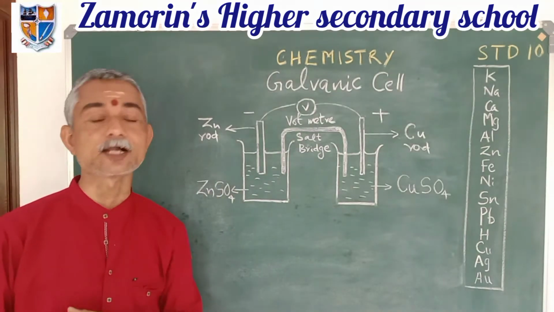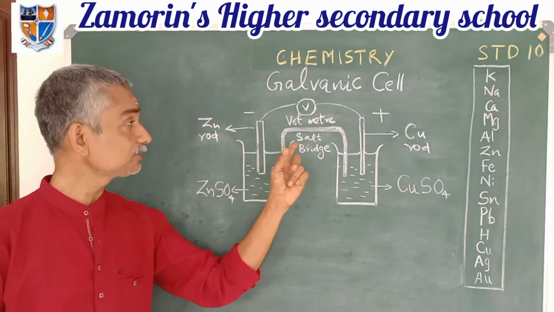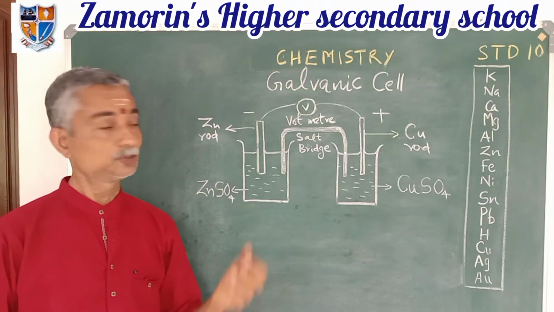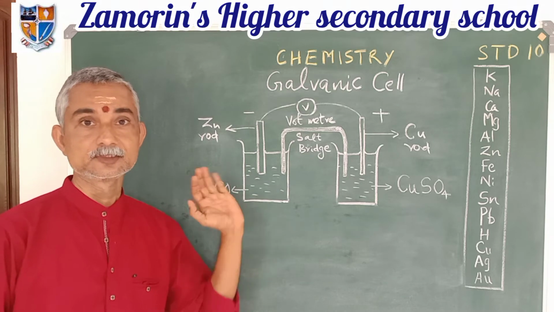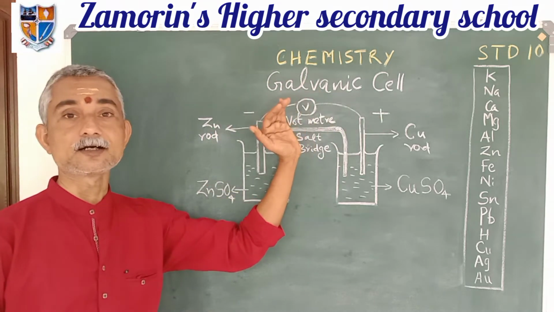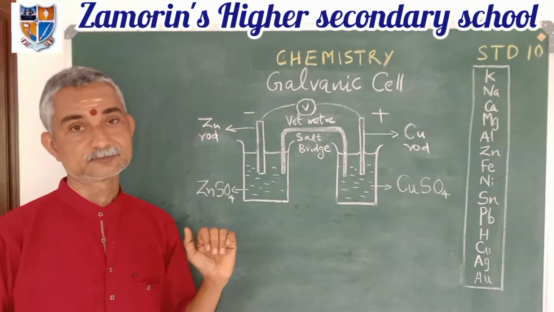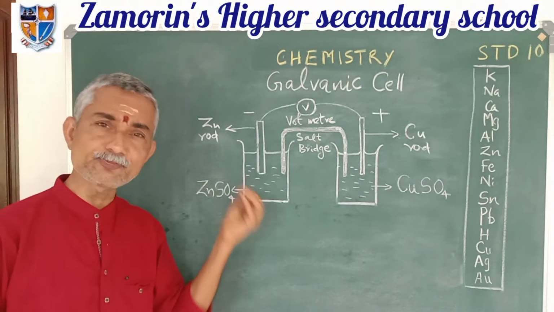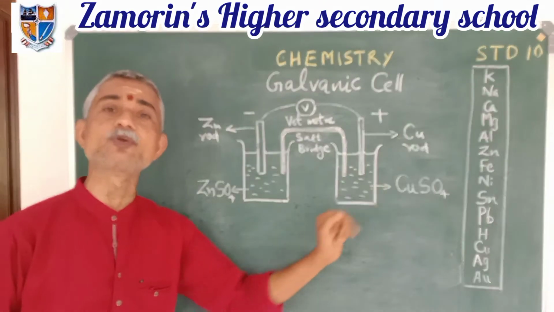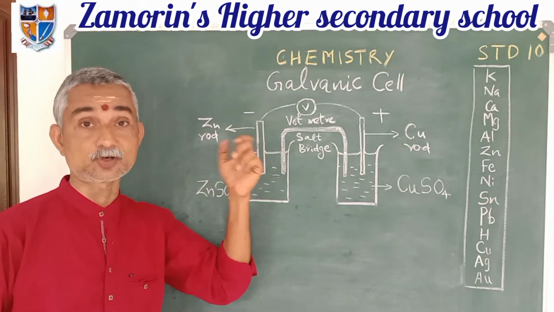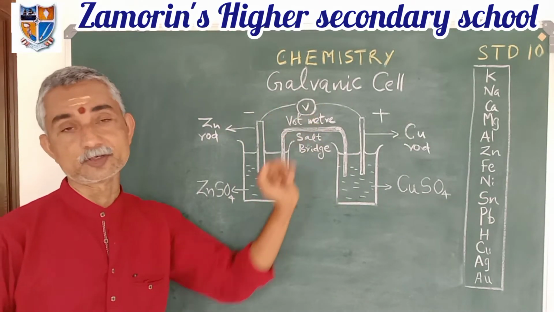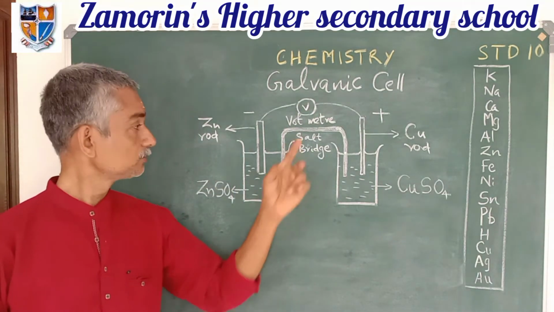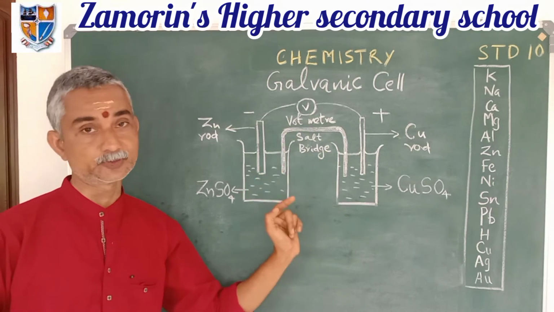Now see another term, salt bridge. What is the role of the salt bridge? A salt bridge is a device which provides ions to both the solutions to see the electron movement. Because here, if there is no salt bridge, only a few electrons are moving through the voltmeter. We can't judge or see the movement of the voltmeter. So to provide more electrons, this salt bridge is used.